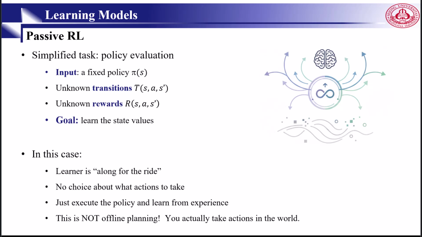So, for example, here we have a simplified task that is policy evaluation. The input here is a fixed policy like pi of s. We don't know the transition probability, and we also don't know the reward function. The goal here is to learn the state value. In this case, the learner is along for the ride. It has no choice about what action to take and just executes the policy and learns from experience. This is not offline planning. You actually take action in the world.